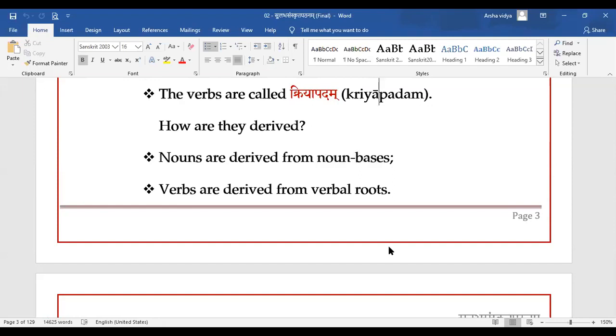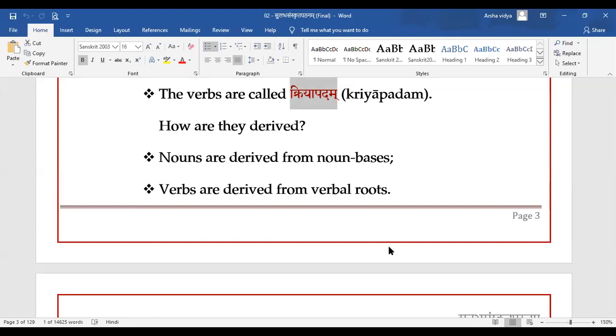Kriyapadam. What did we translate? Verbal form. Kriyapadam means verbal form. They are derived from verbal roots. Verbal roots are called dhatu in Saṃskṛtam. Dha, Mahaprana. Ta, tha, da, dha. Dhatu. A dhatu is called verbal root in English. Verbal root in English is called dhatu in Saṃskṛtam.